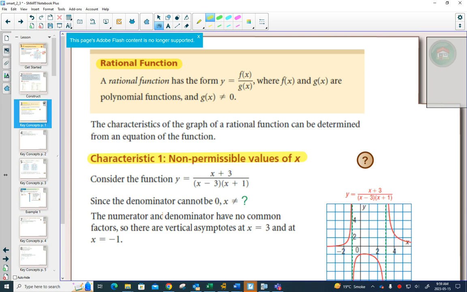Non-permissible values result in one of 2 things. Most of the time, they're going to be vertical asymptotes. Sometimes they're going to be holes, or points of discontinuity.